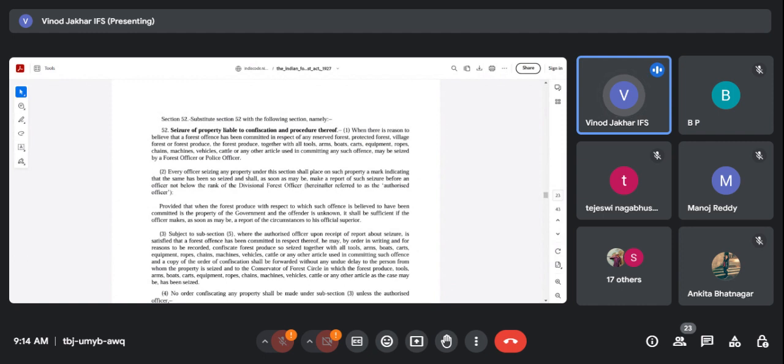Keep this in mind also. Whenever you are asked in a question that there is a forest offense committed and you are the DFO, what will you do? Do not say that I will go and seize. You do not do this. You are submitted a report. Usually the ranger and the deputy ranger do this. So you will facilitate this. You will ask the ranger and all to act on these provisions.